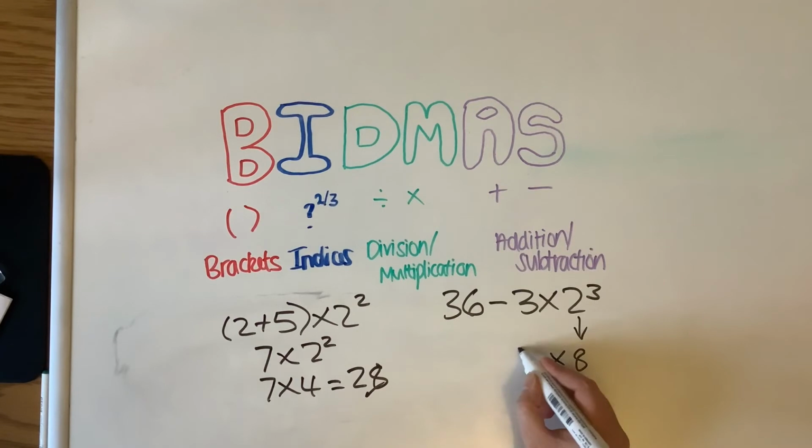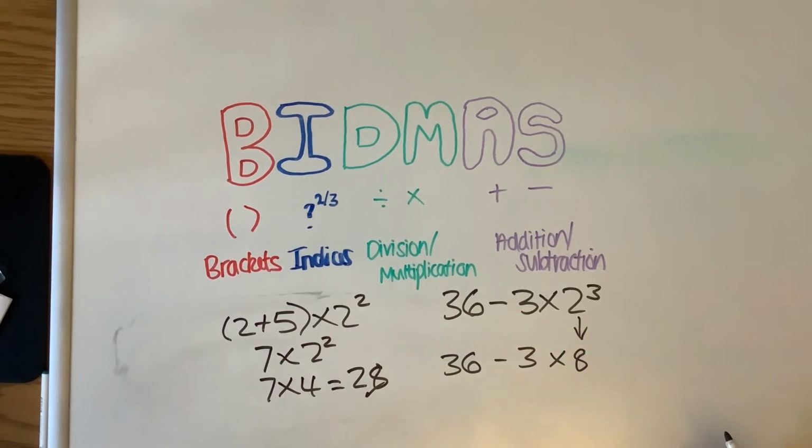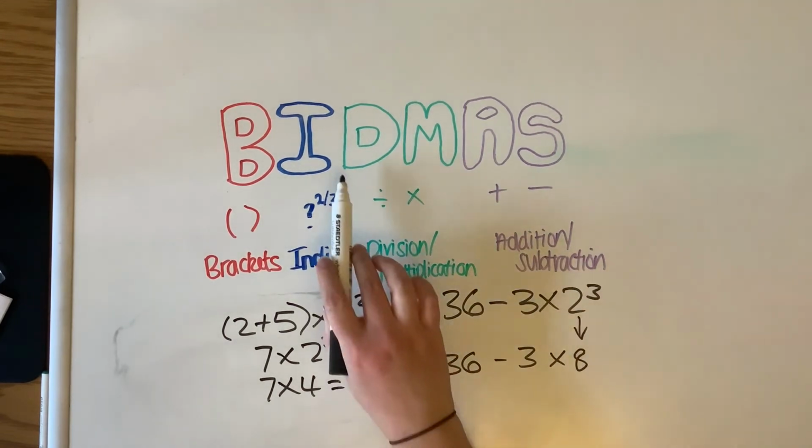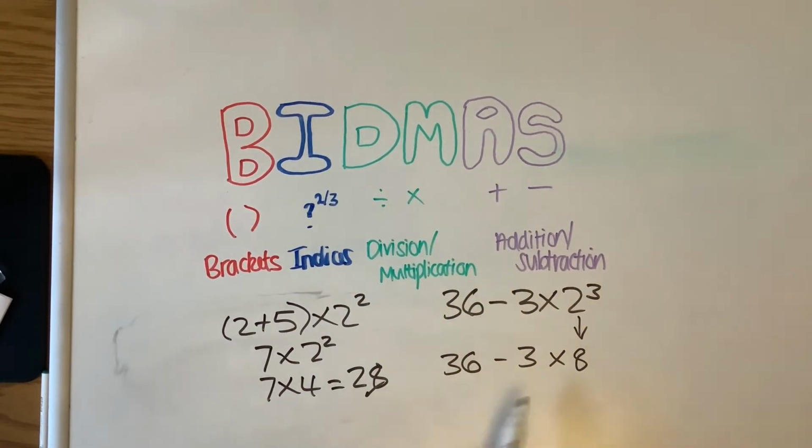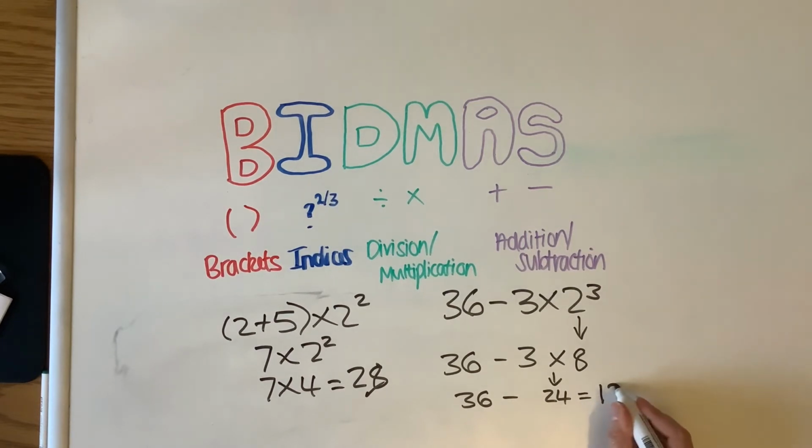Once again, I'm going to write out the rest of the calculation. Then I look next, D and M, division, multiplication. Are there any of those? Yes, so I need to do that next. I'm going to do 3 times 8, which is 24. Bring down the rest of the calculation. Then I've got subtraction. 36 subtract 24 is 12. So well done if you got that correct.